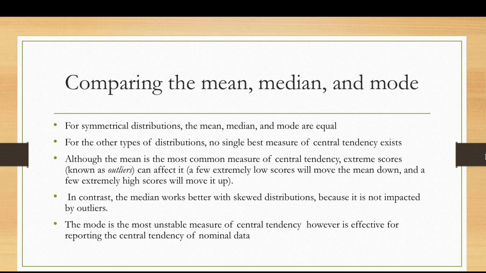So comparing the mean, median, and mode. For symmetrical distributions, the mean, median, and mode are equal. In other words, they all fall in the same spot in the middle. For other types of distributions, no single best measure of central tendency exists.